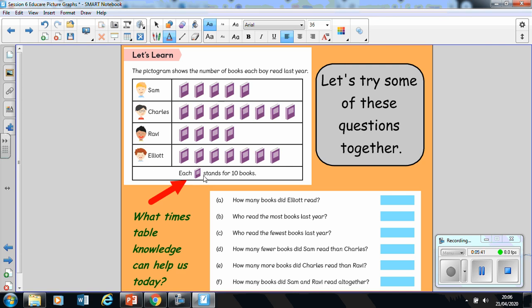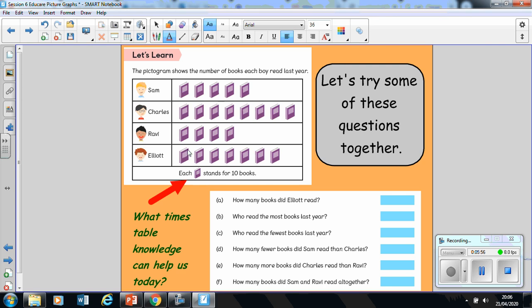Now I'm remembering that key sentence again. One book stands for 10 books. Okay, or one symbol stands for 10 books. So I'm going to count up in my groups of 10.